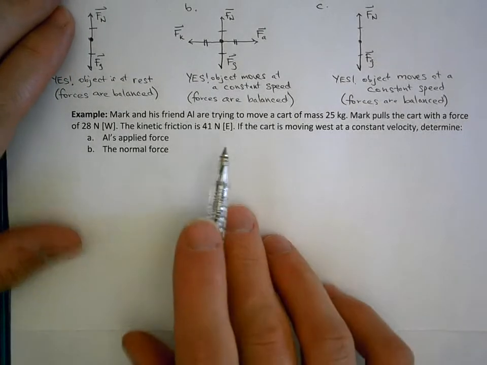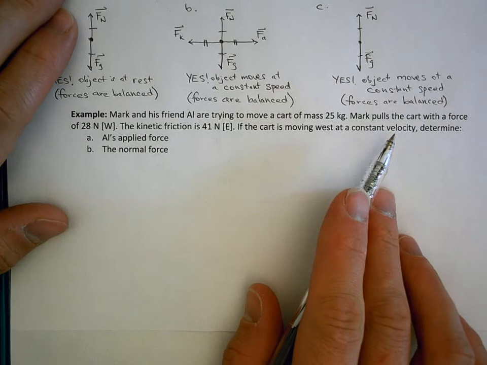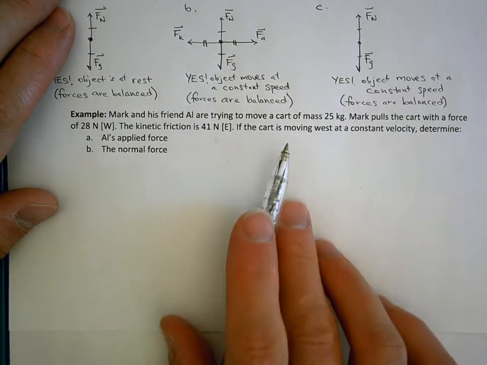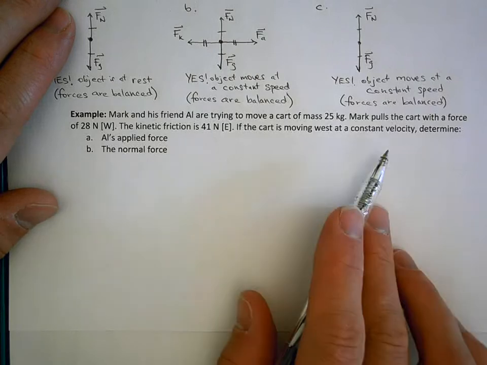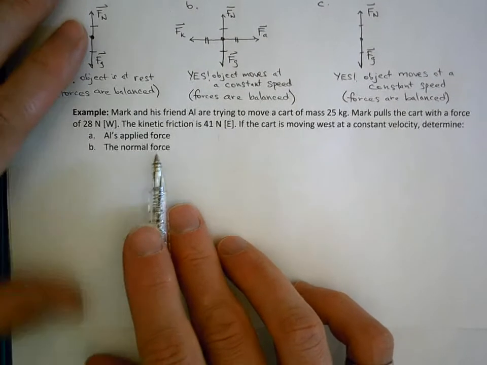Mark and his friend Al are trying to move a cart with mass 25. Mark pulls the cart with a force of 28 newtons. The kinetic friction is this. If the cart is moving west at a constant velocity, determine Al's applied force and the normal force.